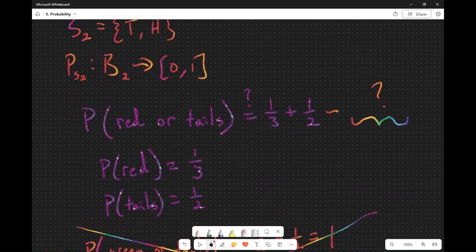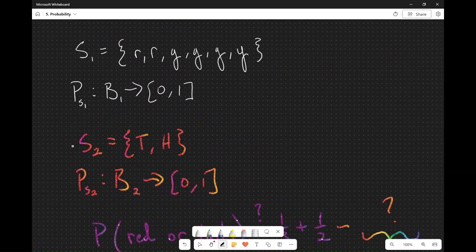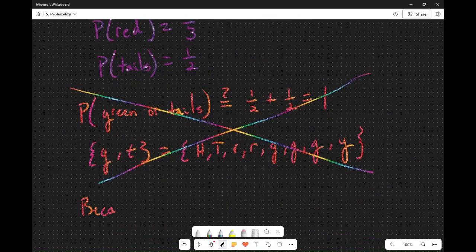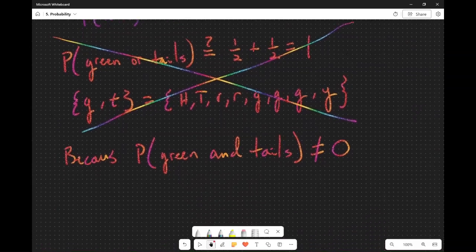So one thing is that since we have two sample spaces, we have a marble and we have a coin, we're drawing a marble and flipping a coin. So both of these things can happen together, because the probability of green and tails is not equal to 0. So what we're going to do here is modify our question.